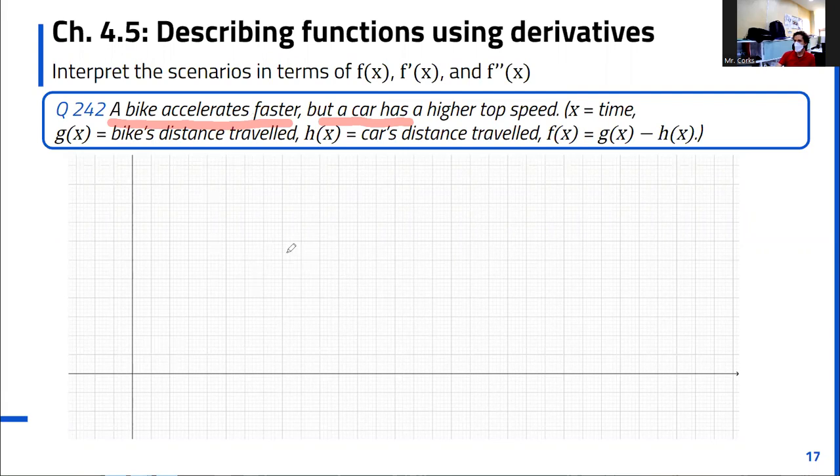All right, so this case is a little more complicated. They want us to compare the bike and the car. It's a little easier to think about the bike first and then the car second, and then finally combine the two of them. So let's do that. Let's color code this properly here. We're going to do red for the bike, green for the car, and we can do purple for the bike minus the car.